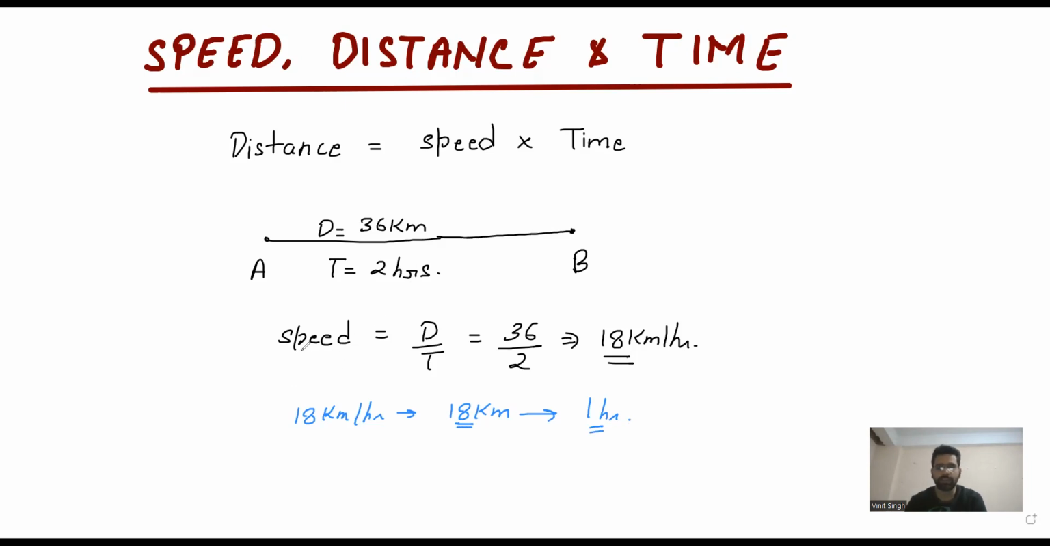When the speed is given in meter per second, like 20 meter per second, what does it mean? 20-meter distance is covered in 1 second. Clear? When the speed is given in kilometer per hour, it means 18 kilometer distance is covered in 1 hour. When the speed given is meter per second, like 20 meter per second, then 20 meter distance is covered in 1 second.